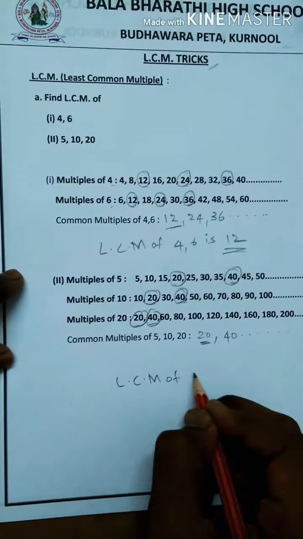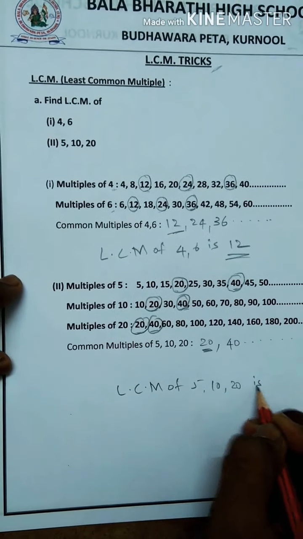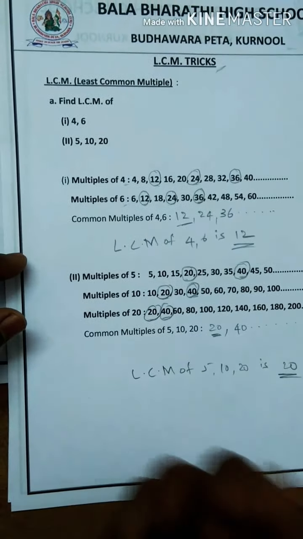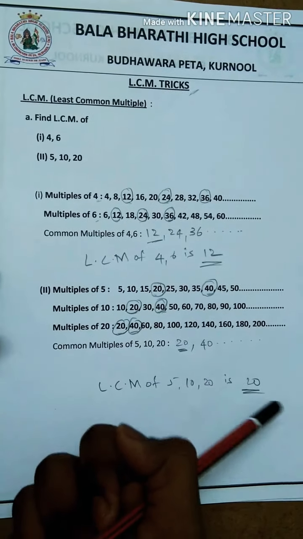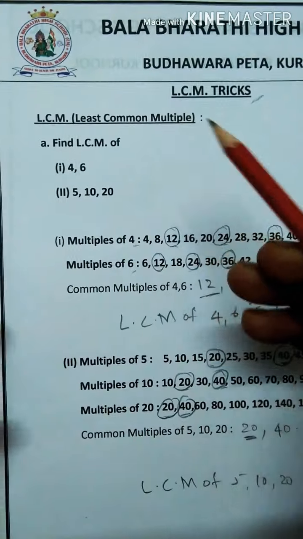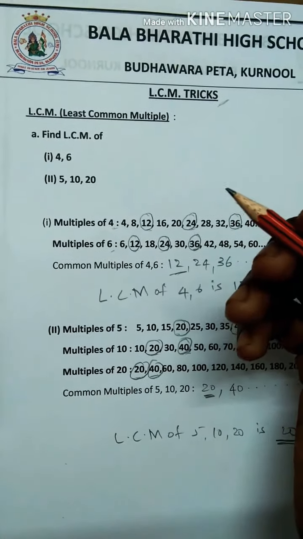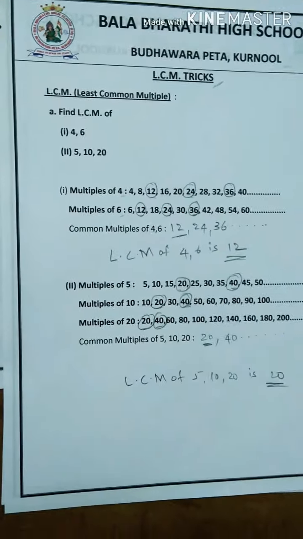Therefore LCM of 5, 10, 20 is 20. So LCM of 5, 10, 20 is 20, or least common multiple of 5, 10, 20 is 20. If you look at the name least common multiple, the name itself is clear that we need to find the least common multiple of given numbers.